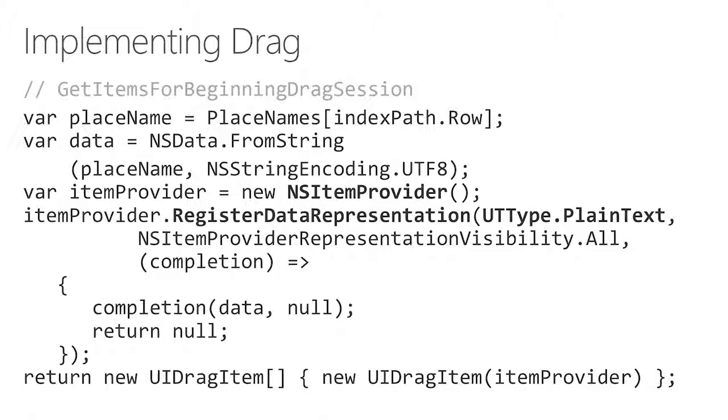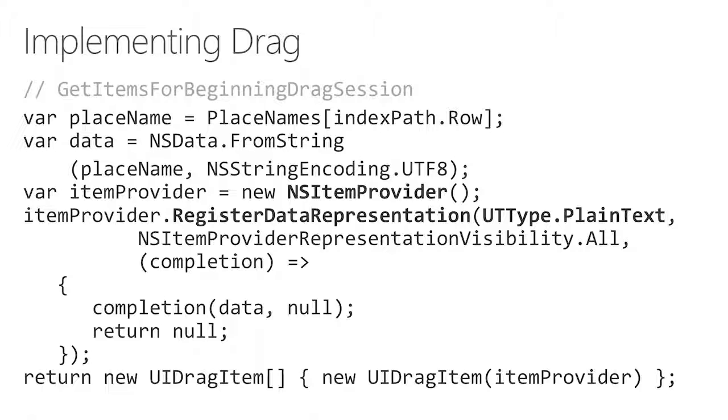The minimum code to implement dragging a table cell is to first get the contents in the cell and prepare it for sharing with other apps. In this case, we encode to UTF-8. Then, create an item provider. Tell it about the type of data being dragged, plain text in this example, and pass an expression that returns the data via a completion handler. This is what would get called when the drag is completed. Finally, return a UI drag item containing the item provider.